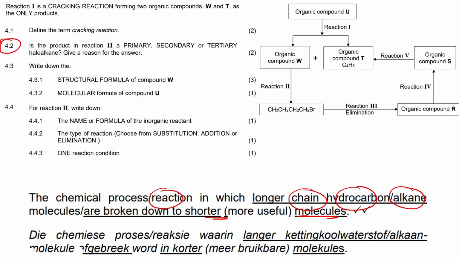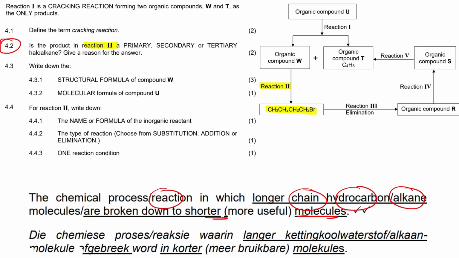4.2 is the product in reaction 2. Okay, where's reaction 2? Here it is. So here's the product. Is it a primary, secondary, or tertiary haloalkane?